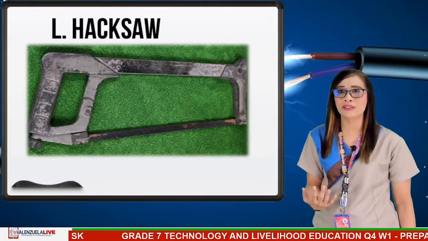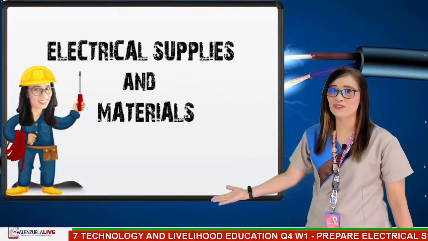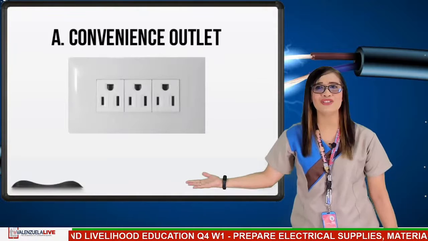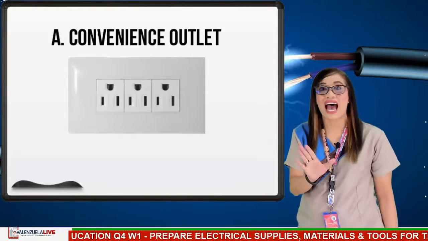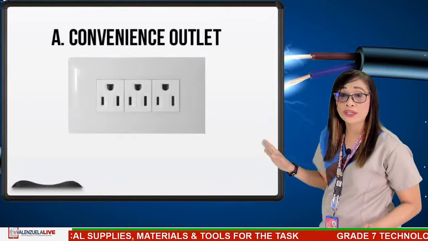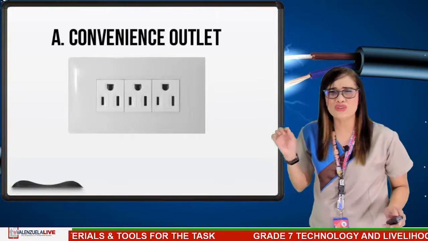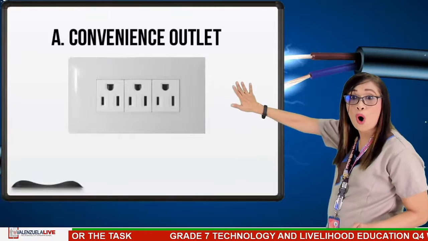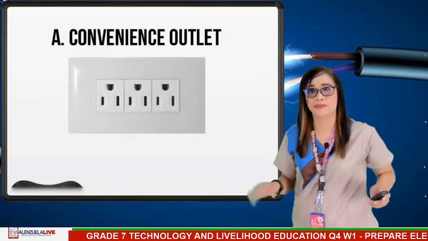Okay, let's move to electrical supplies and materials. First, we have the convenience outlet. This is a device that acts as a convenient source of electrical energy for current consuming appliances. It is where the male plug of an appliance is inserted and usually fastened on the wall or connected in an extension cord. Next is male plug.